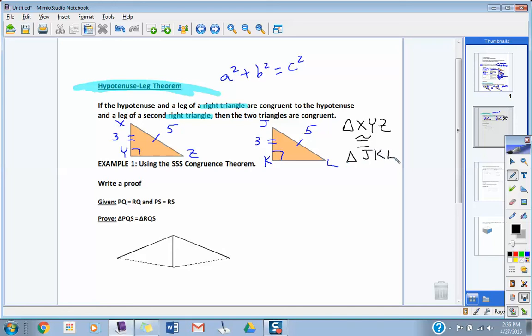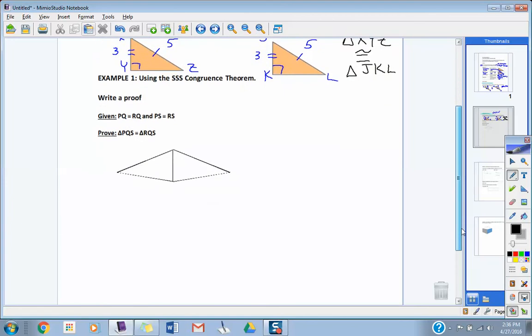All right. So side, side, side can be used with any triangle. Hypotenuse leg can only be used with a what? Right triangle. Okay. All right, so let's rock and roll on this. Let's see if we can apply these two theorems here with a little bit of proof. I think we've got about 3 or 4 examples. It's pretty easy.